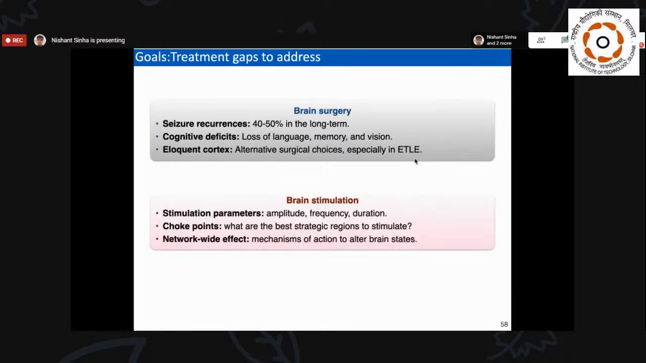In the context of brain stimulation, it is crucial to determine the stimulation parameters. What are the amplitude, frequency, and duration of the stimulation to best stop seizures? Where should we apply these stimuli? What are the strategic locations in the brain which can terminate the seizures? And also, is there some mechanism to alter the brain states?